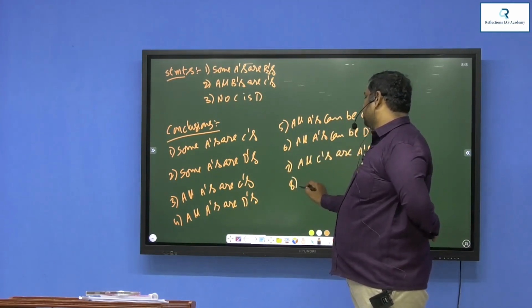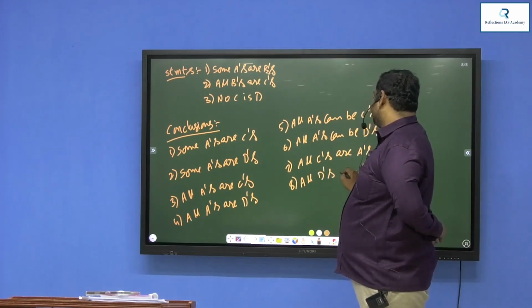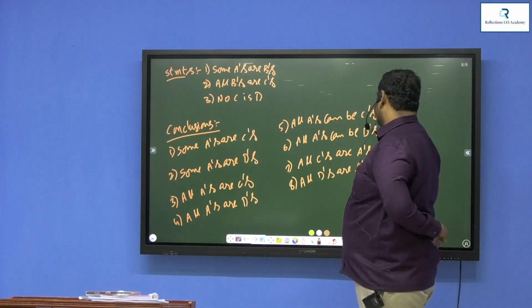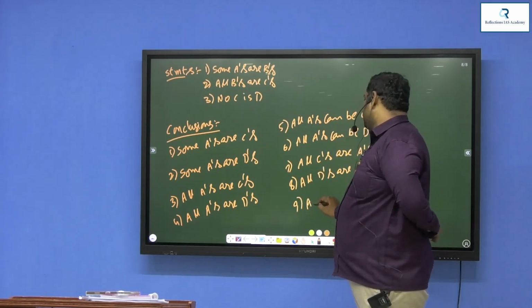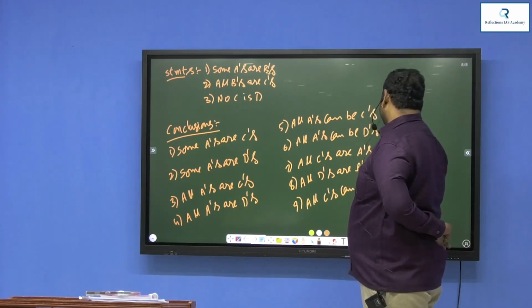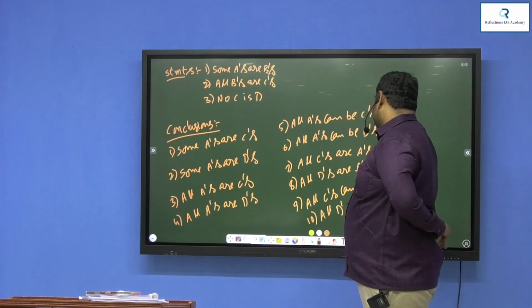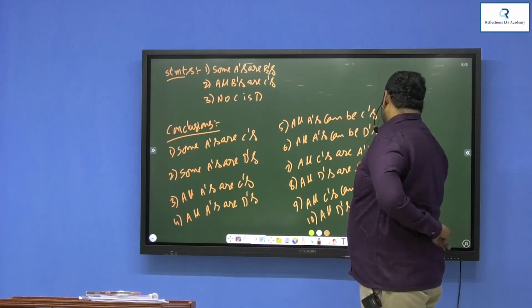Eighth one, all D's are A's. Ninth one, all C's can be A's. 10th one, all D's can be A's.